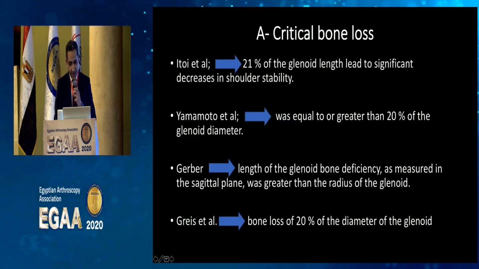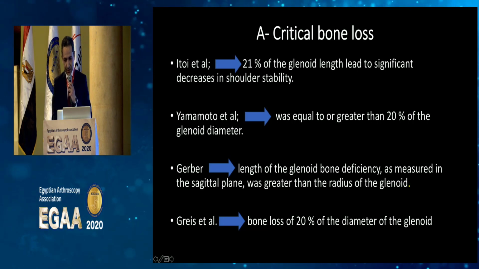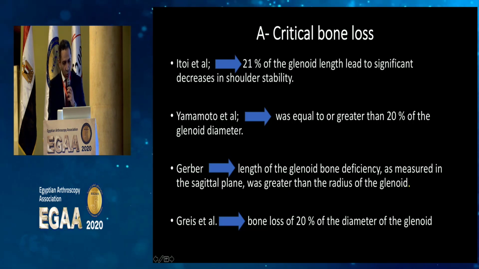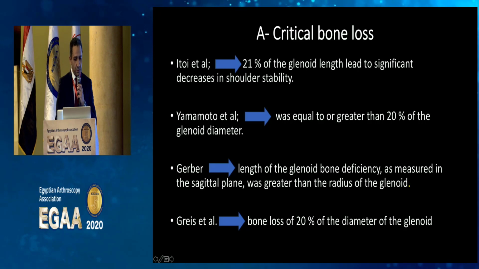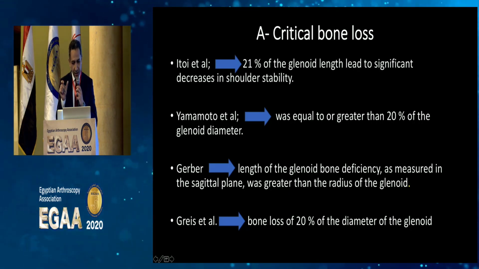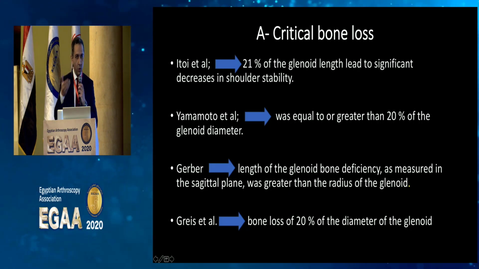There is still no consensus on the critical amount of glenoid bone loss above which we need to do reconstruction. Itoi et al. found that osseous defects of more than 21% of the glenoid length lead to a significant decrease in stability. Yamamoto et al. found it to be equal to or greater than 20%. Gerber found another equation which compares the length of the glenoid bone deficiency to the radius of the glenoid. If the length of the glenoid bone deficiency is equal to or more than the radius of the glenoid, this is an unstable shoulder, and Greis found it is unstable if it is 20% of the diameter.